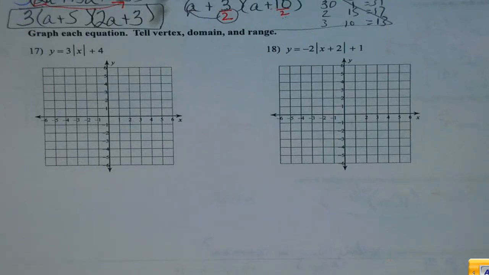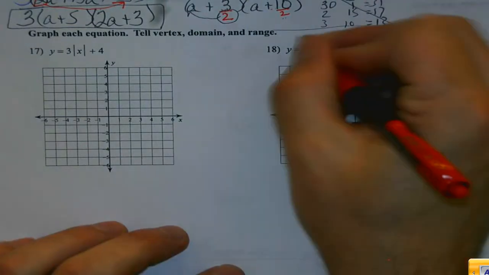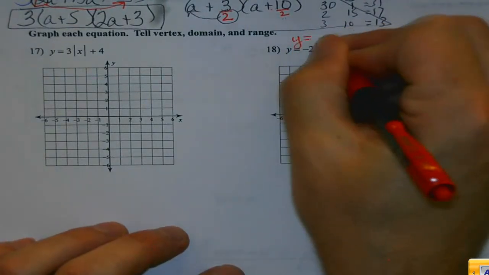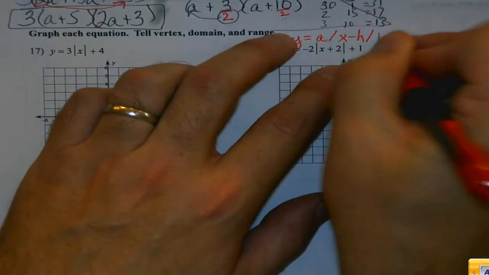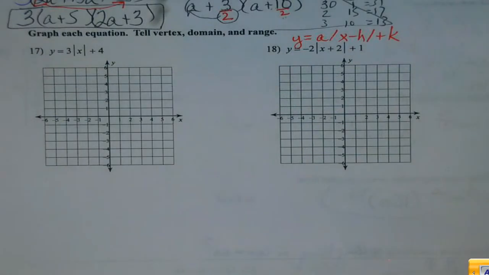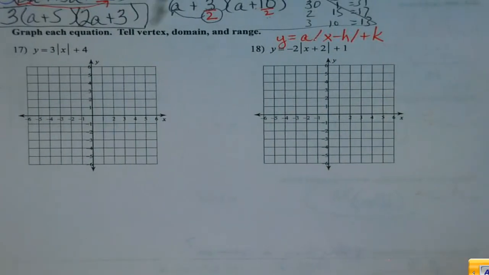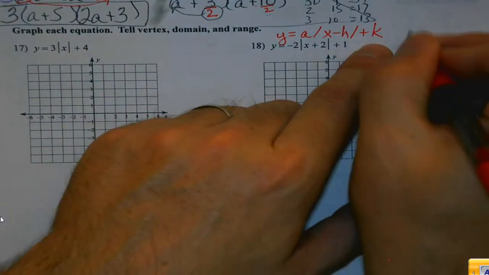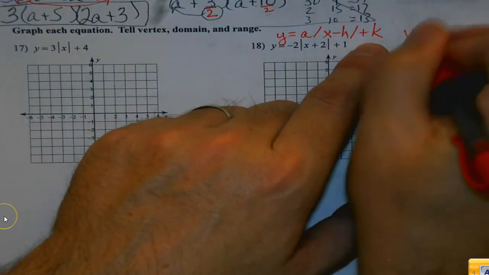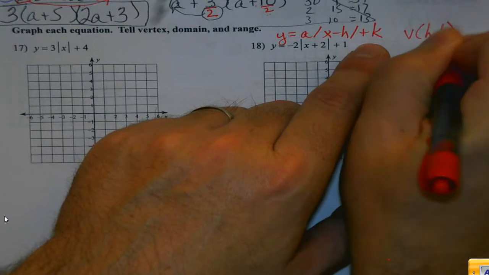All right, graphing equations. Tell the vertex, domain, and range. Lots of things we can take from this. So when we're doing these, you're going to see this pattern show up over and over with these. So when I'm doing this, my vertex is h and k.